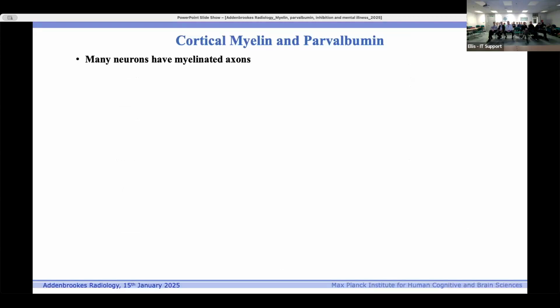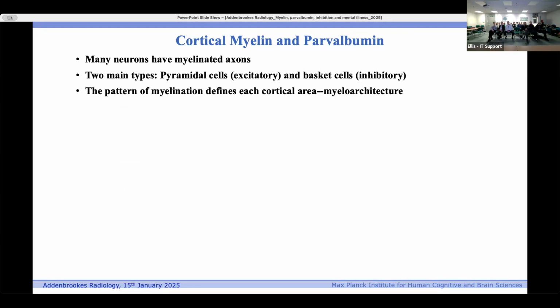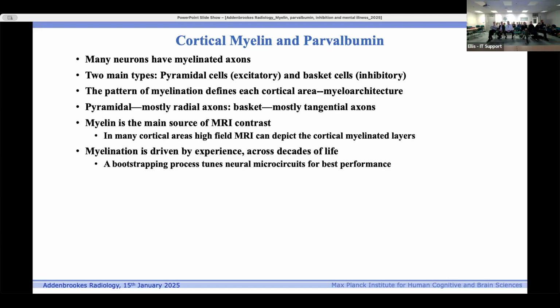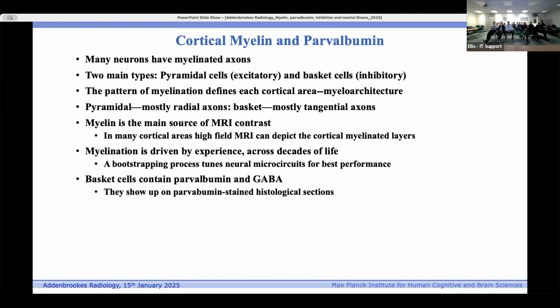So now I'm going to talk about parvalbumin. Many neurons have myelinated axons. There are two main types of neurons: pyramidal cells, which are excitatory, and basket cells, which are inhibitory. The pattern of myelination defines each cortical area. Pyramidal cells mostly have radial axons, and basket cells have mostly tangential axons. Myelin is the main source of MRI contrast. Driven by experience, basket cells contain parvalbumin and GABA. They sharpen, parvalbumin stained pathological sections.